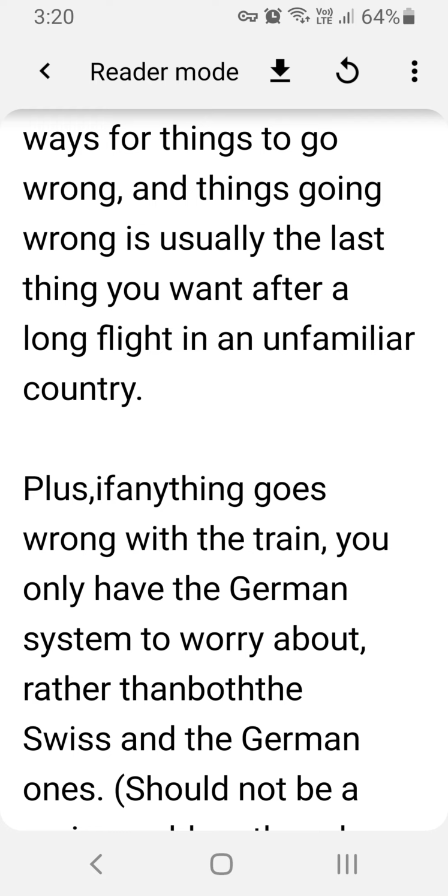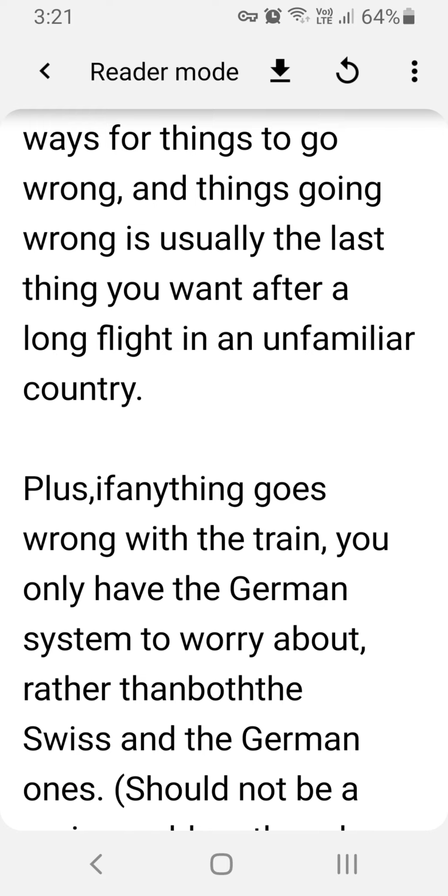It takes about 1:15 hours from FRA versus 3:20 hours from ZRH, and most connections from FRA are either direct or with a single change, whereas coming from ZRH, you will probably have to change trains at least twice or even more often. Far more ways for things to go wrong, and things going wrong is usually the last thing you want after a long flight in an unfamiliar country. Plus, if anything goes wrong with the train, you only have the German system to worry about, rather than the Swiss and the German ones.